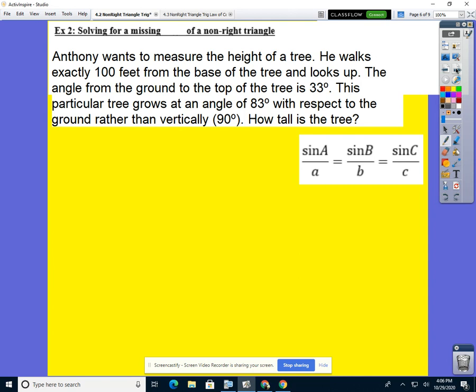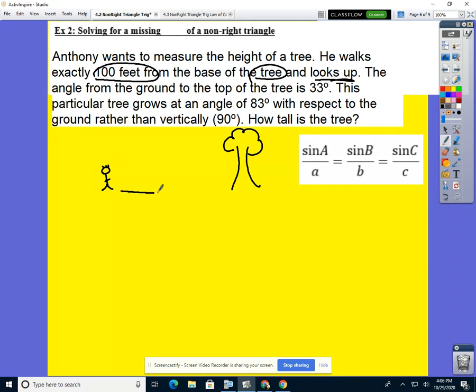Okay. There's a lot in here, so let's break it down. We have Anthony. He's walking 100 feet from the base of a tree, and he's looking up. So I know I'm going to have an angle that's looking up, which is some context clues here. So I'm going to go ahead and draw that little tree. Here's Anthony, with that hat, some hair.